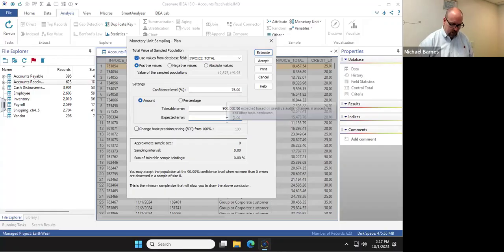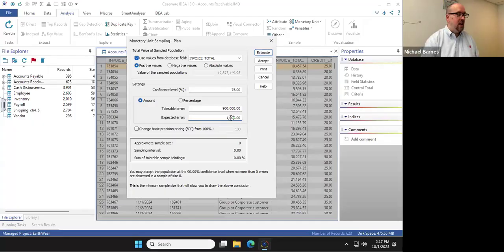Expected error is 1,000. Now, conceptually speaking, tolerable error and expected error meet the same concepts as we talked about with tolerable deviation rate and expected population deviation rate. This is basically the tolerable error, what I can tolerate for the entire population. This is what I'd expect to see in the population based on historical precedent. There's a big difference here. Is that a good thing or a bad thing? That's a great thing. Same rule holds true. The bigger the distance between those two numbers, the more certainty we have.